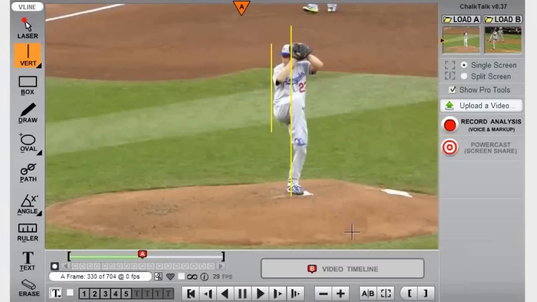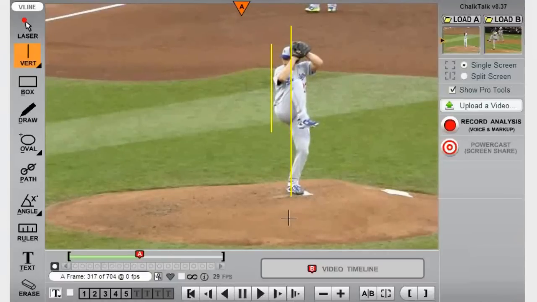I was going to say, I have to be honest with you, when I draw that line right there, and then we look at him, obviously a leg lift that high is creating a lot of potential energy.